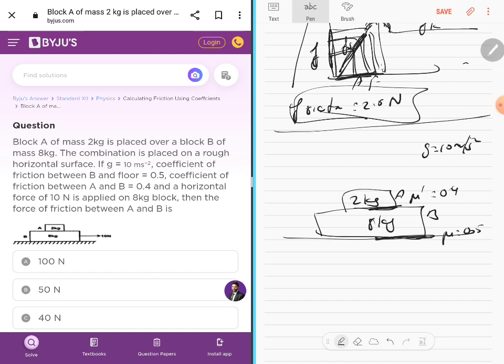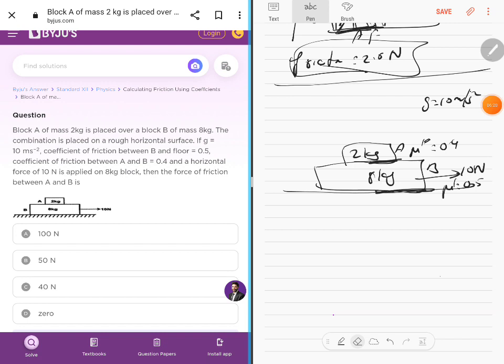And a horizontal force of 10 Newton is applied on the 8 kg block. Then find the force of friction between A and B. So there's a 2 kg block placed over an 8 kg block, and there are coefficients of friction 0.4 and 0.5. Let's call this mu, the coefficient of friction. Mu dash is the coefficient of friction between the floor and the 8 kg block.